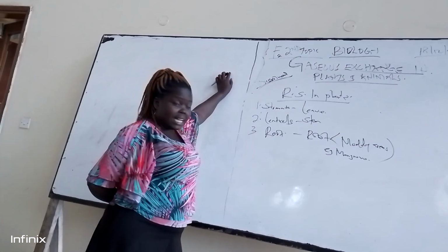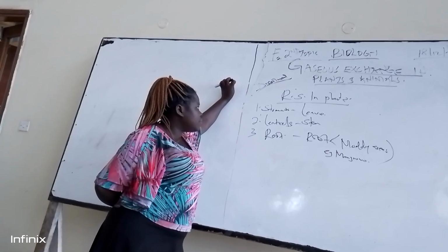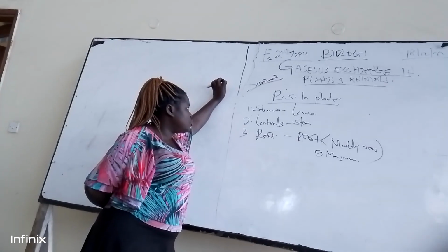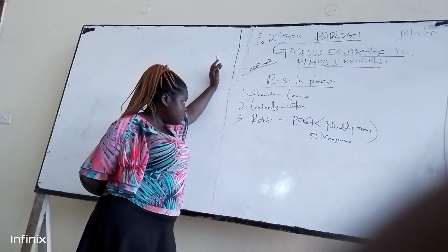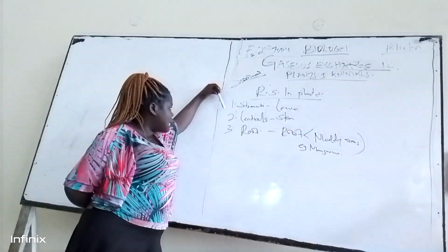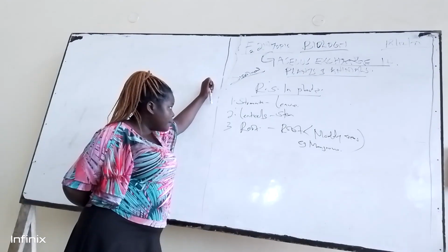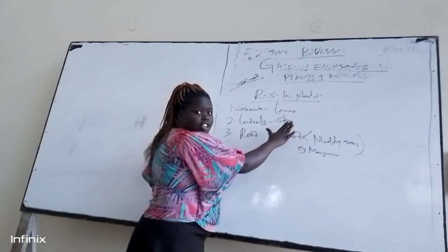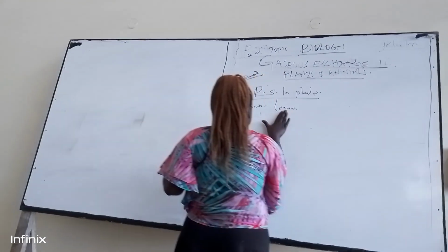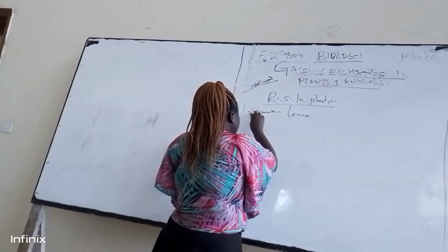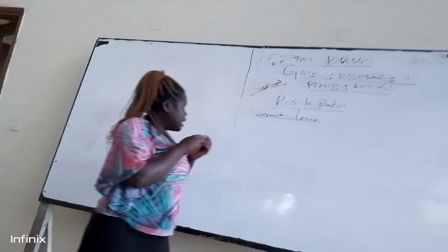In some plants, gaseous exchange takes place through the root. In very many plants, different types of plants, gaseous exchange takes place through the stomata, that is the leaves. Then we have few plants in which gaseous exchange takes place through the lenticels, that is the stem. So we are going to discuss stomata, because in most plants gaseous exchange takes place through the stomata.